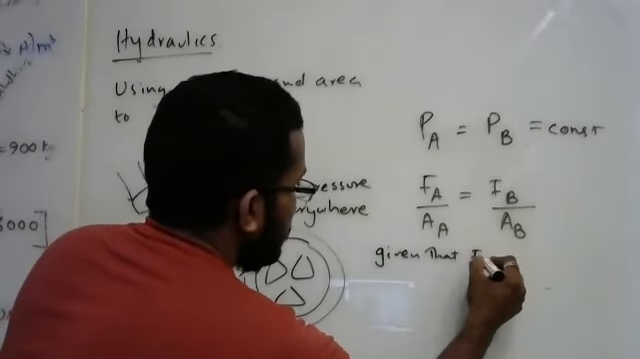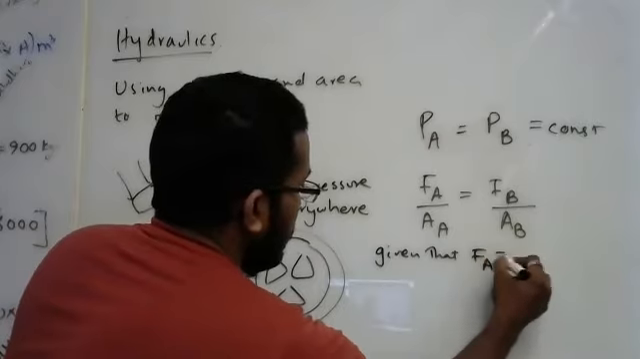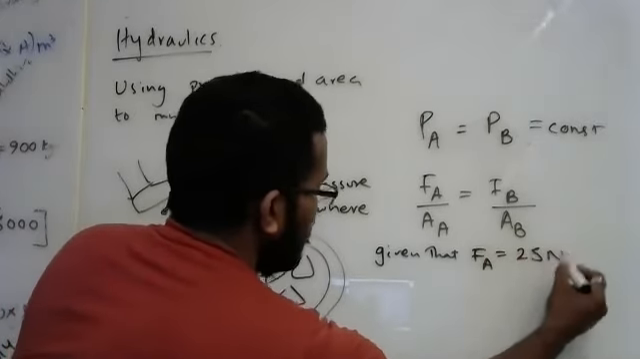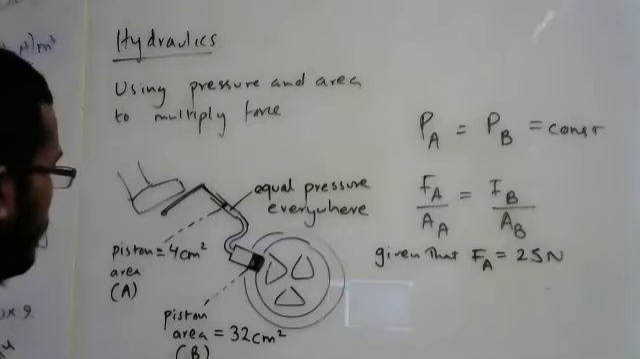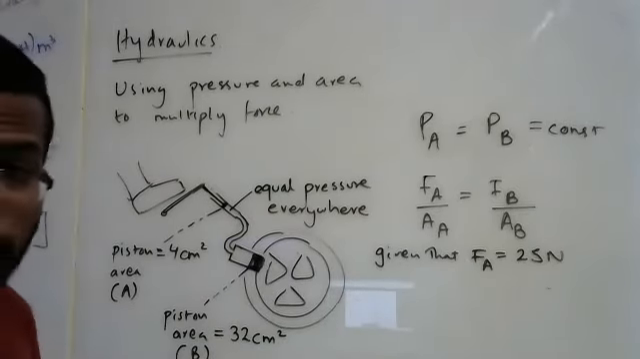Given that force A equals 25 Newton, let's say that's a reasonable value, right? 25 Newton. Now we have the areas also. Let's solve for force.